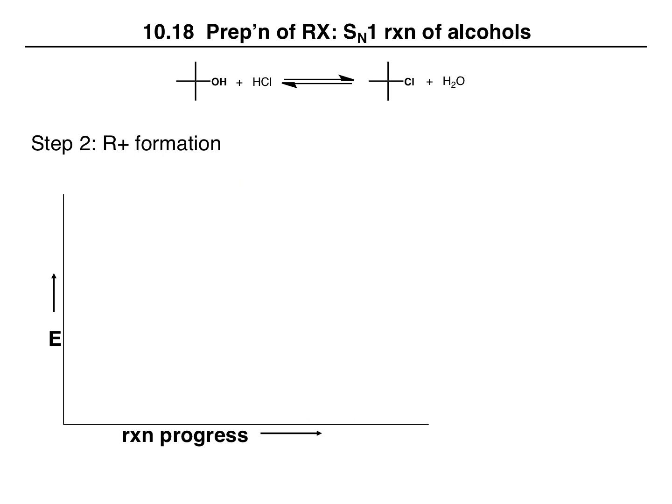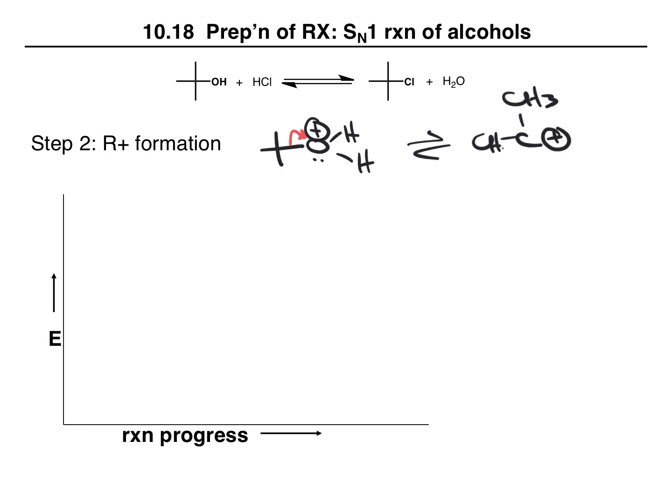Next, let's consider step 2, which is carbocation formation. So we have our protonated alcohol and water will leave. So this pair of electrons, which used to be shared between the oxygen and the carbon, oxygen says, nope, I don't want to share with you anymore. I'm taking both of these electrons and I'm leaving. So carbon is left behind with a positive charge and water has left.